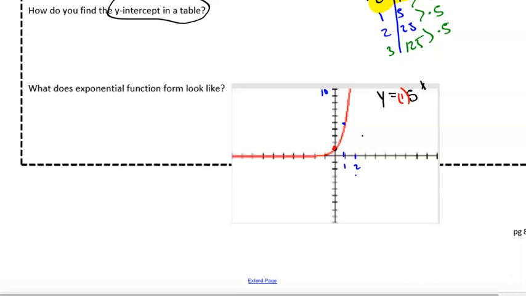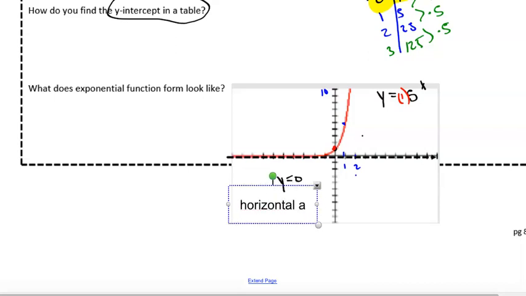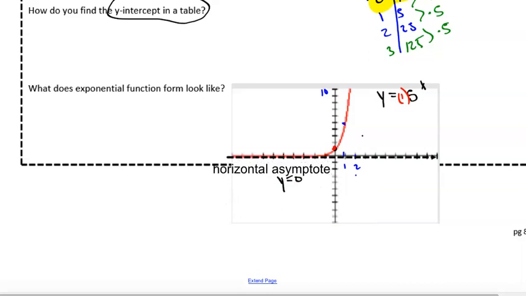And then if we recall, let's recall this a little bit. This function never crosses that line there. It never crosses the y equals 0 line because, if you remember, there is a horizontal asymptote located there. So this exponential function will not cross a horizontal asymptote.